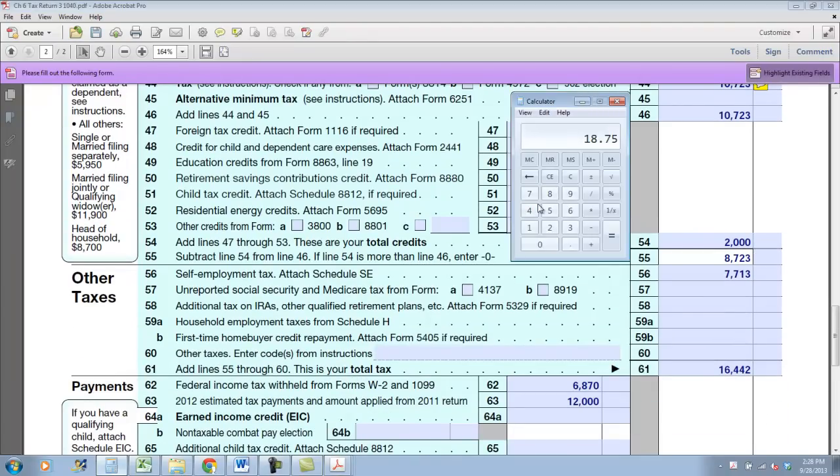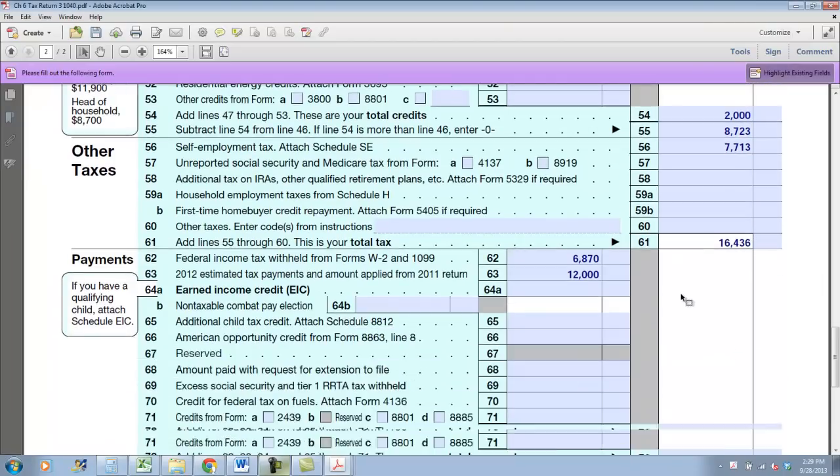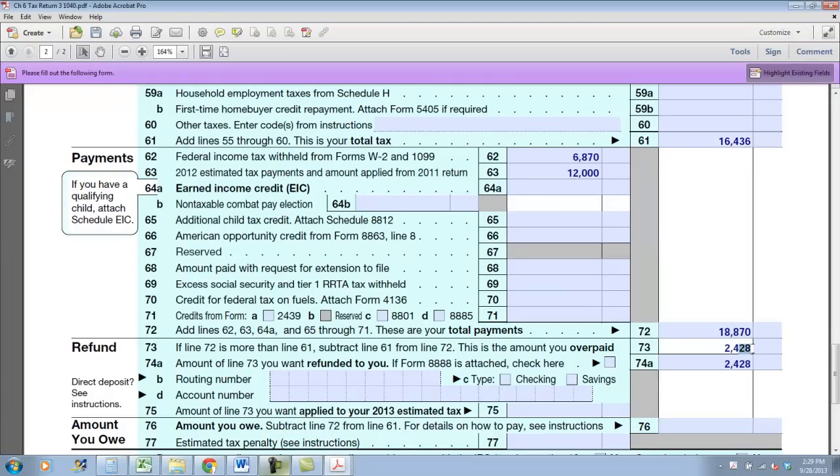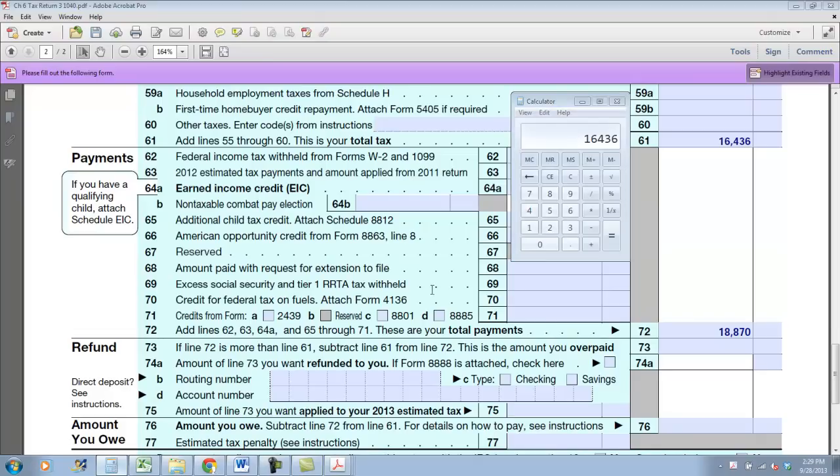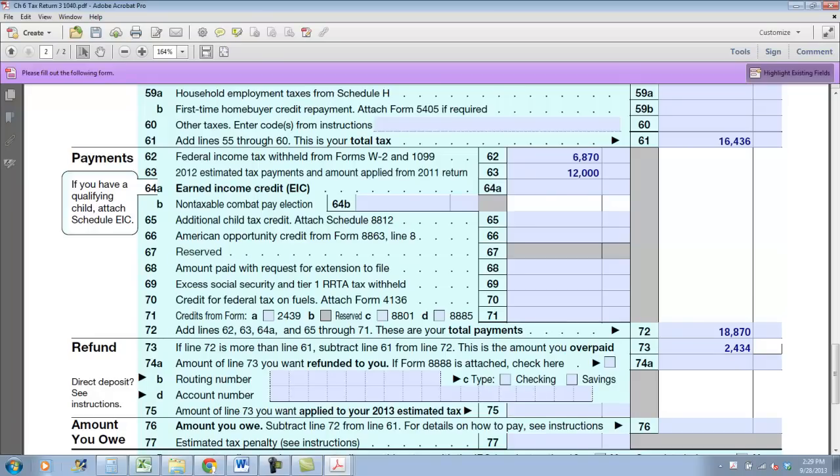So let's re-add this. 8, 7, 3 plus 7, 7, 1, 3. That gives us a refund. I'll have to recalculate this. So that's our refund. Every dollar counts, right? And that is a very comprehensive problem.